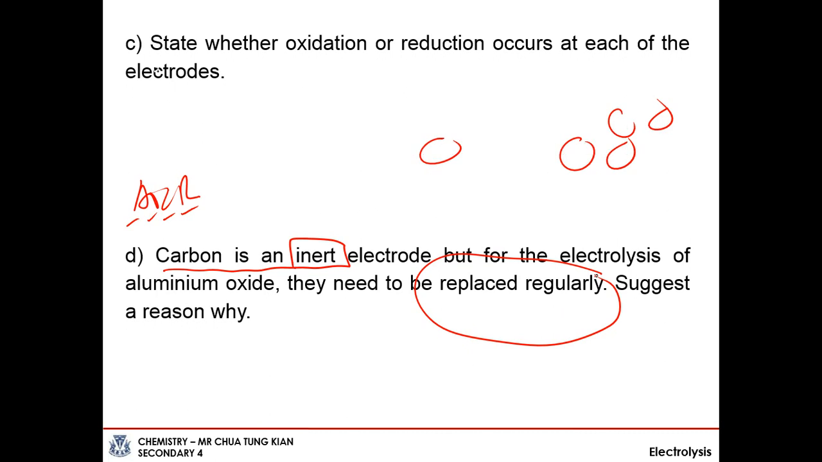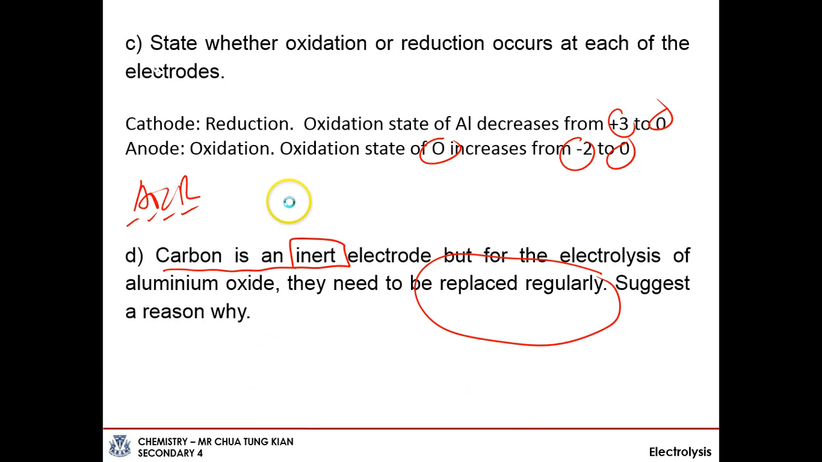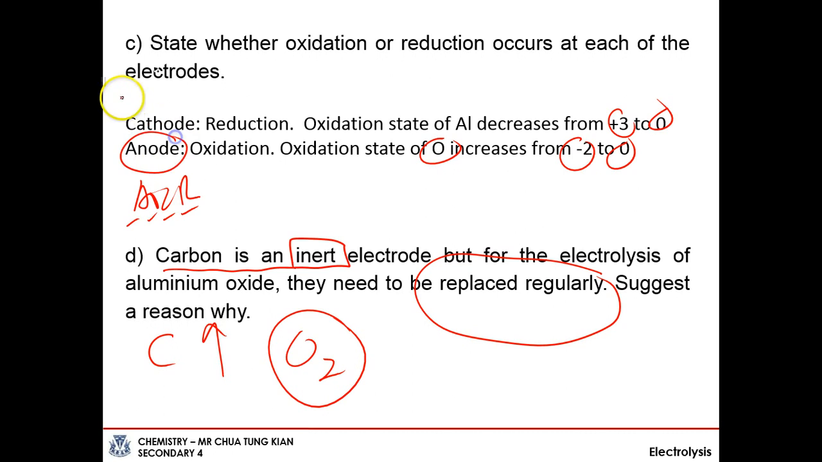So if we take a look at the diagram, in order for the aluminium ore to be electrolyzed, it must be in this molten state, which means that temperatures are extremely high. So carbon, when temperatures are very high, what happens? If you recall, carbon, high temperature, what is present? There is oxygen. The oxygen is produced at the anode.